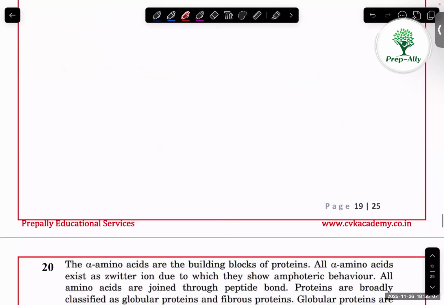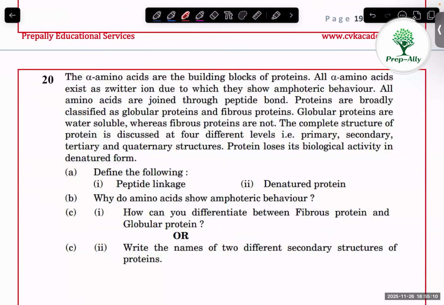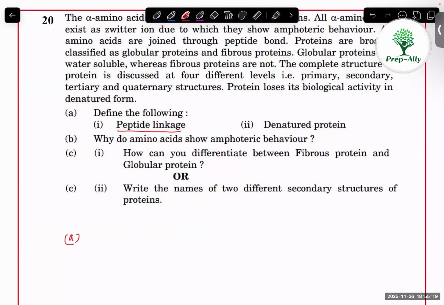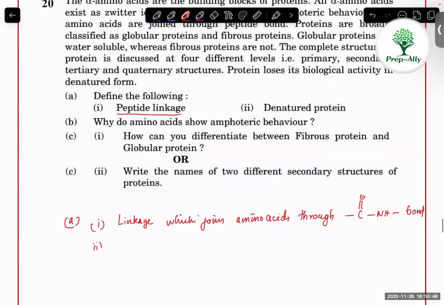So this is also another easy question. Question number 20, which is also something we have already explained. Define the following: peptide linkage. How will the peptide linkage form? So peptide linkage, you can define directly. This is the linkage which joins amino acids through the C double bond O NH bond. That's it.